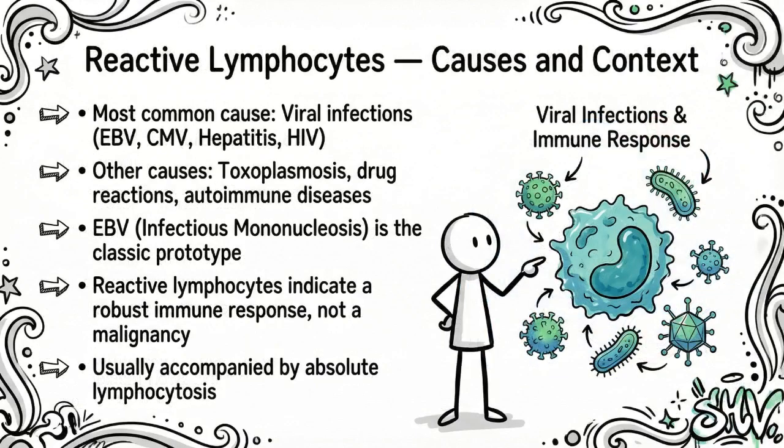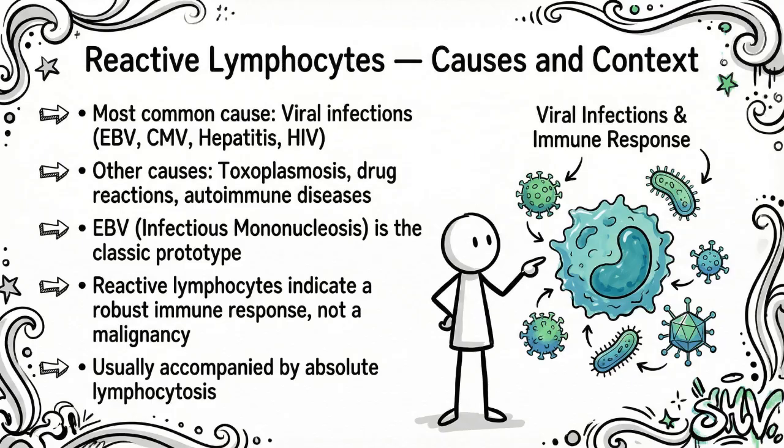So, what gets these lymphocytes all fired up and looking so reactive? The most common culprits are viral infections. Think Epstein-Barr virus, which causes infectious mononucleosis, or cytomegalovirus, hepatitis, and even acute HIV. But it's not just viruses, other strong antigenic stimulations, like organ transplantation or certain drug reactions, can also trigger this response. Infectious mononucleosis is the classic example, where you can see more than 50% reactive lymphocytes on the smear.